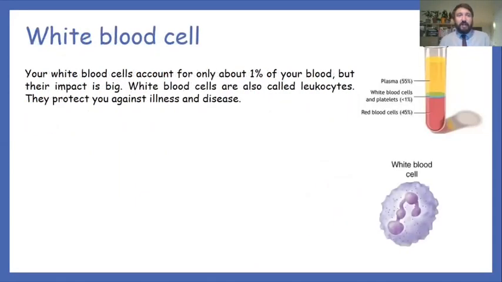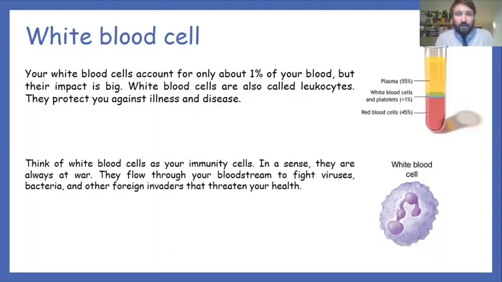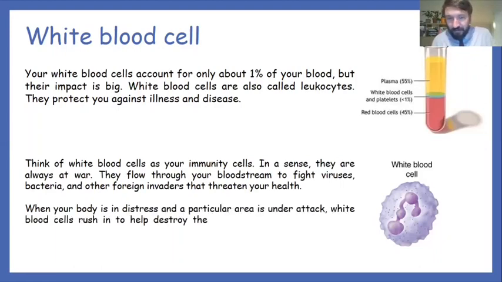So now we have the white blood cells. Now, your white blood cells only account for about 1% of your blood. Okay, so I'm not going to need as much as the red blood cells, but their impact is huge. Okay, and they protect against illness and disease. So white blood cells are hugely important to be in your blood. And basically, we can remember this by thinking of our white blood cells as our immunity cells. Okay, in a sense, they are always at war.